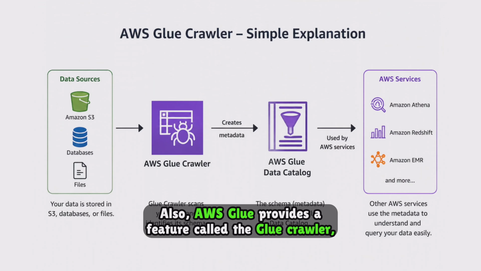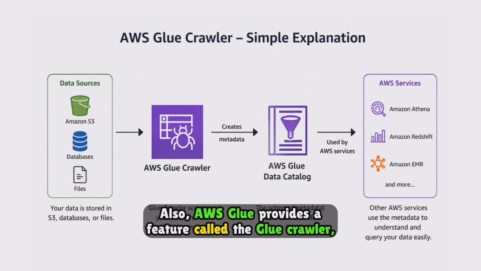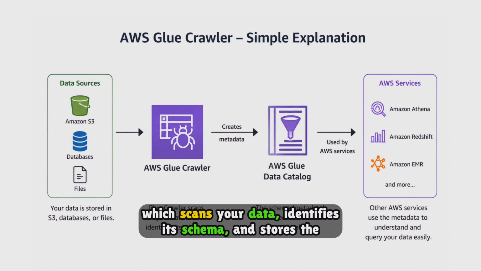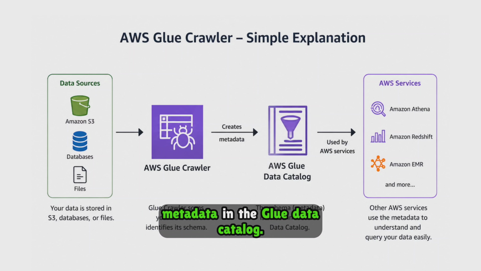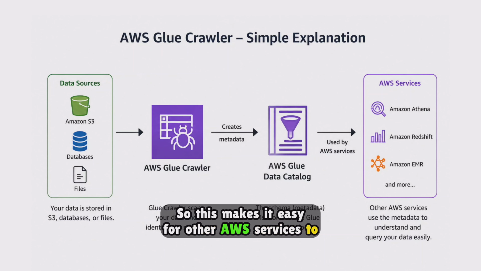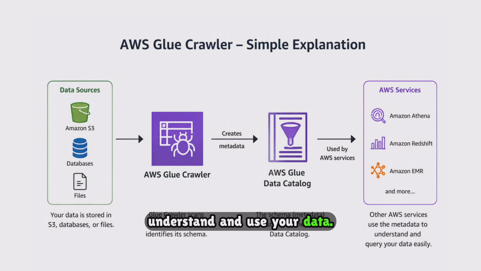Also, AWS Glue provides a feature called the Glue Crawler, which scans your data, identifies its schema, and stores the metadata in the Glue Data Catalog. So this makes it easy for other AWS services to understand and use your data.